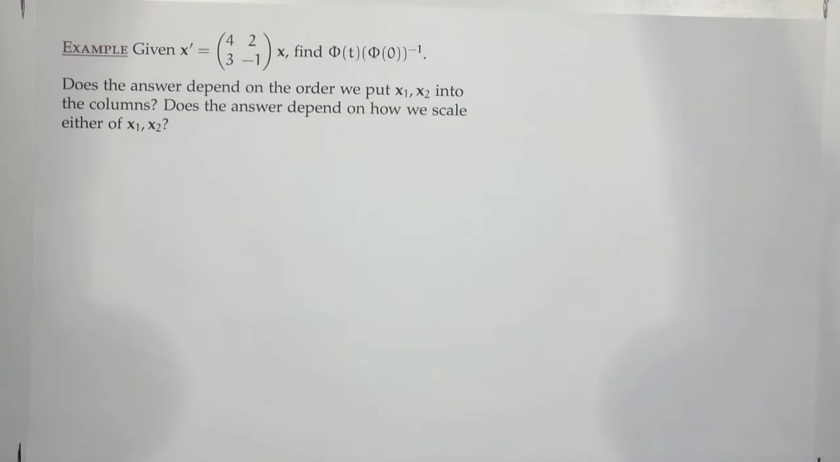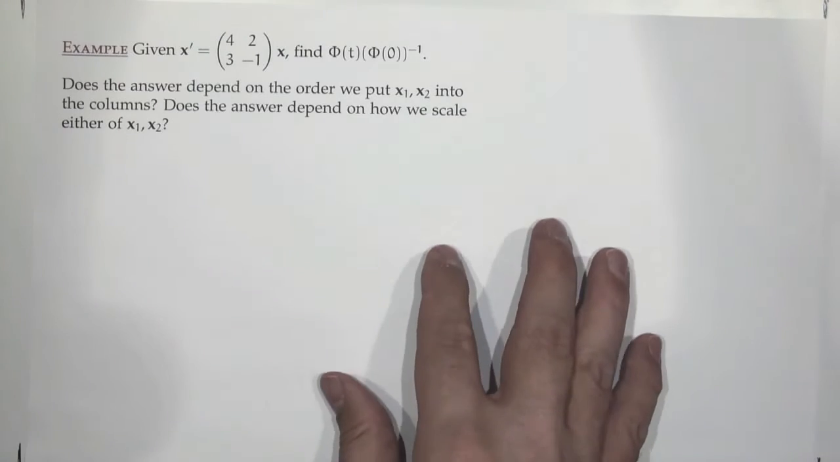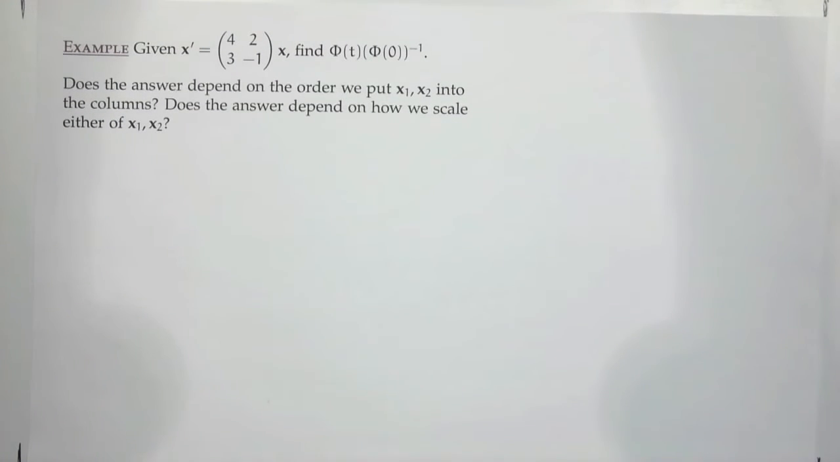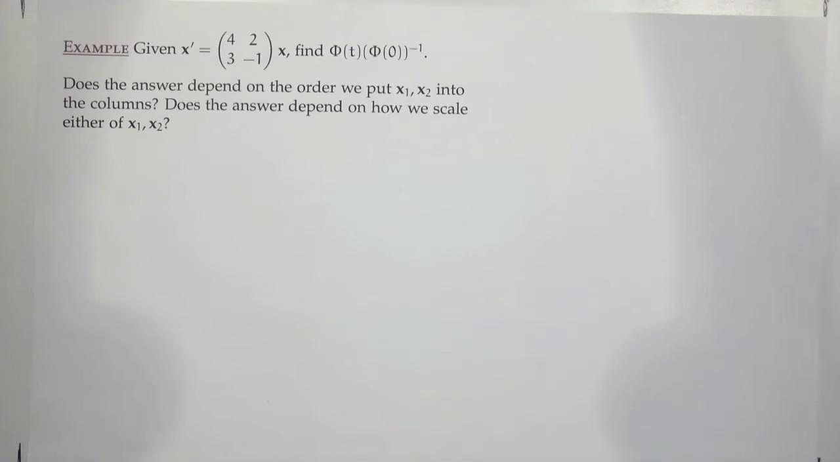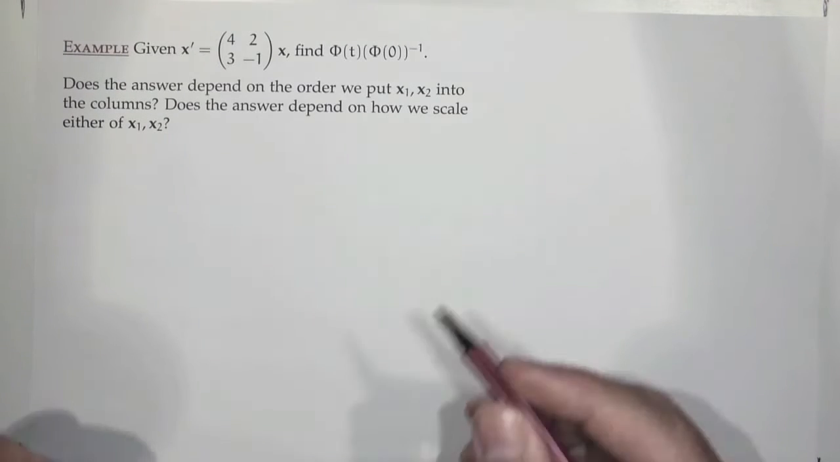So, given x prime equals the matrix 4, 2, 3, minus 1 times x, find phi of t, phi of 0 inverse. And then there's a question: does this answer depend on the order we put x1, x2 into the columns? And does the answer depend on how we scale either of x1, x2? Actually, let's go ahead and answer this question first.